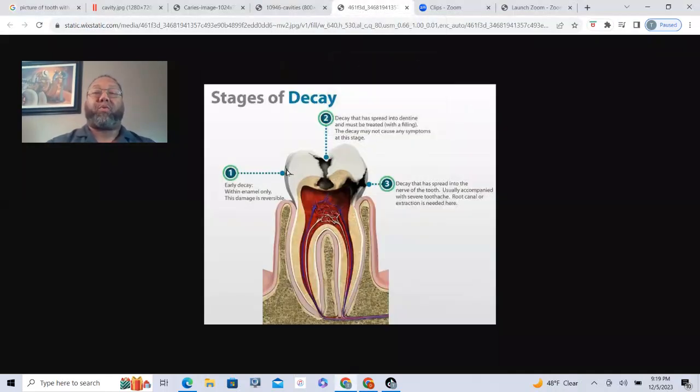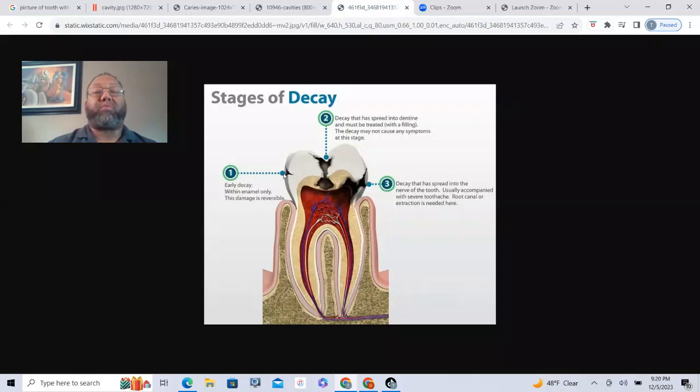But these types of decay, into the enamel or into the dentin, can usually be filled with filling material. The two types of filling material are commonly amalgam, which is silver filling, which fewer and fewer dentists are doing these days, but some do. And then, of course, composite or white filling material, which most dentists do, for front and back teeth.